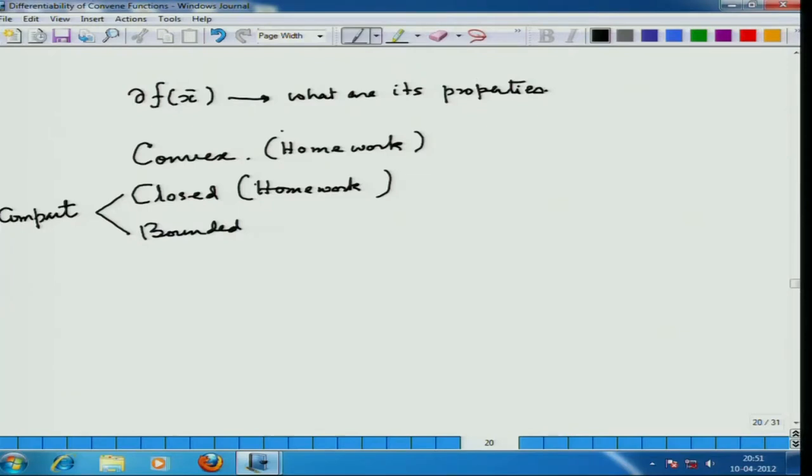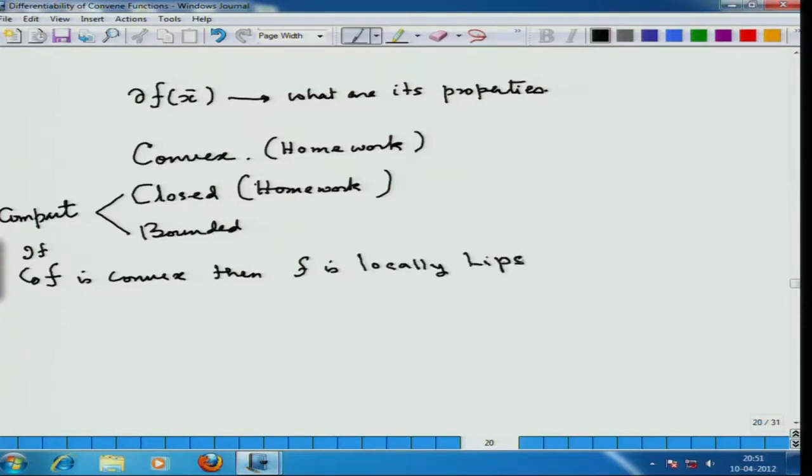Now, how do you prove that it is bounded? That is a very, very important thing. But in order to prove that it is bounded, we need to know some additional things about a convex function. What we first should know is that if f is convex, then f is locally Lipschitz.